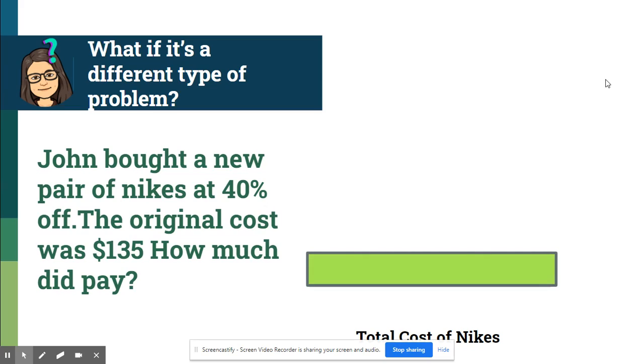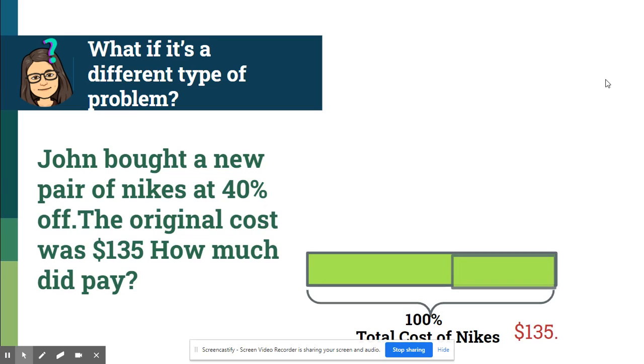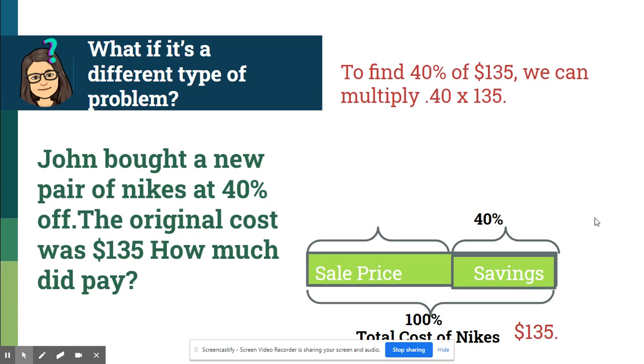So the total cost of the Nikes is going to be our bar on our tape diagram. That's 100%, $135. Then we have this part that we're taking away that we call the savings or the discount. And what's left, the other part, is the sale price. Because the sale price plus how much you saved is how much you should have paid. 40% is our savings. And we need to figure out the sale price.